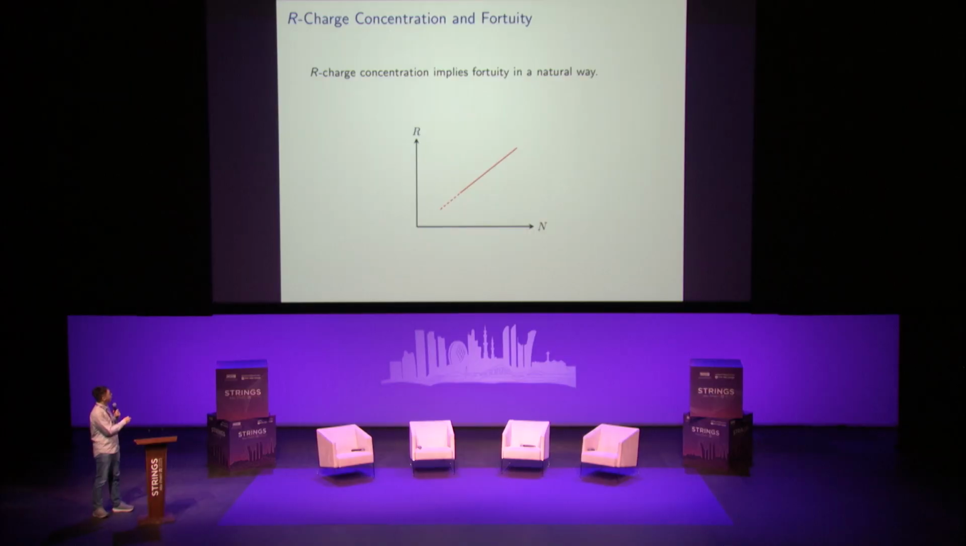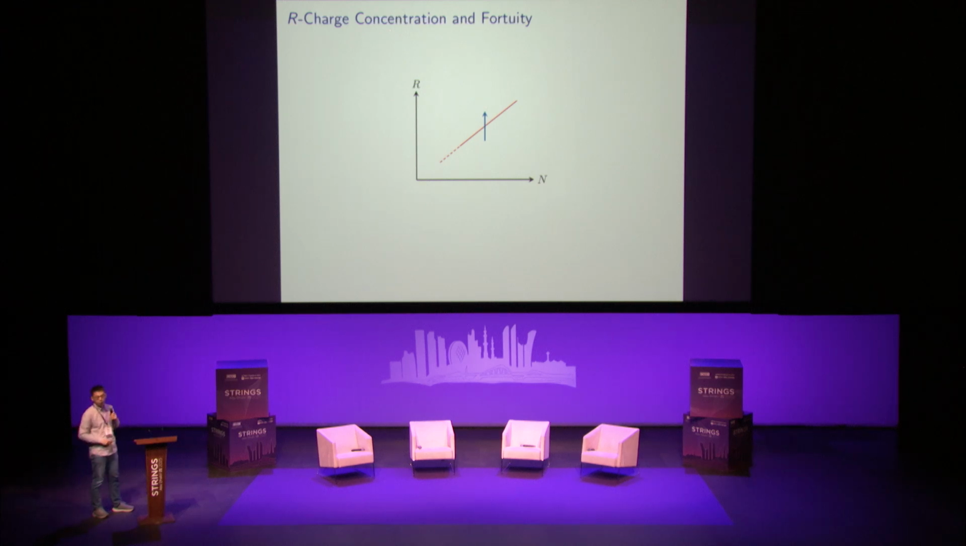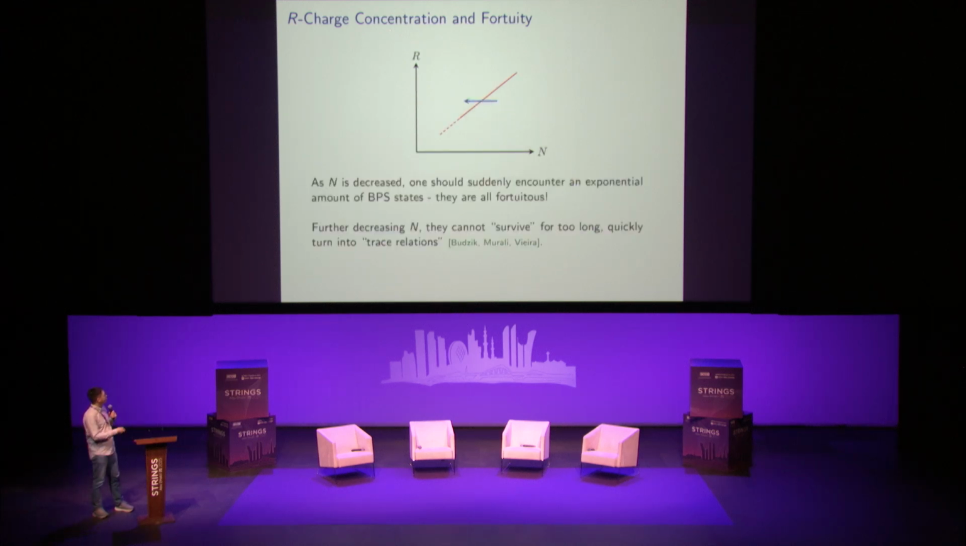Now let me come to the first implication of the R charge concentration phenomenon, which is that it implies fortuity in a natural way. Here, what I'm showing you is the R charge of the concentrated sector as a function of n. We can read this plot in different ways. If we read it in the vertical direction, that is basically the R charge concentration that I was mentioning: if you fix the theory and vary the R charge, only in one charge sector do you get BPS states. But we can also read it in the horizontal direction. Here, if we follow the blue arrow, at large n there are simply no BPS states. As we decrease n, at some critical value, one should suddenly encounter an exponential amount of BPS states. Therefore, from this following-n picture, we know that all these BPS states must come from the non-BPS subspace.